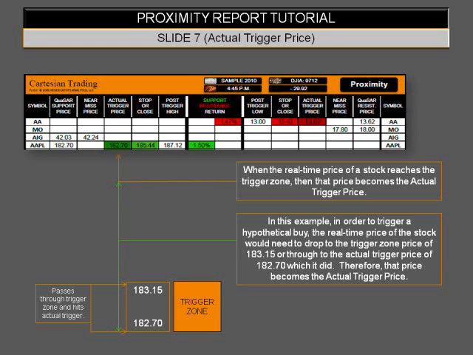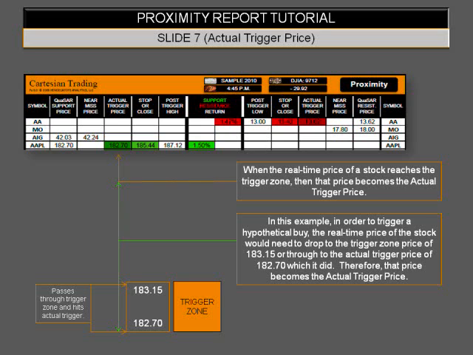Proximity report tutorial, slide 7, actual trigger price. Okay, we're going to take a little bit more time to talk about this. Once again, the symbols are on the outermost portion of the document. The quasar support or resistance prices are located next to them.